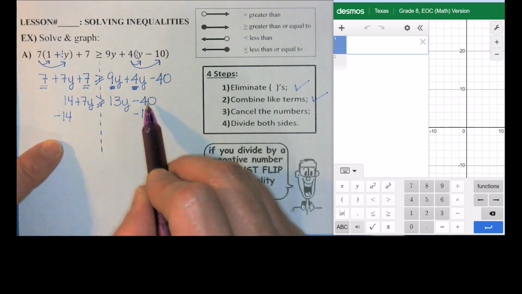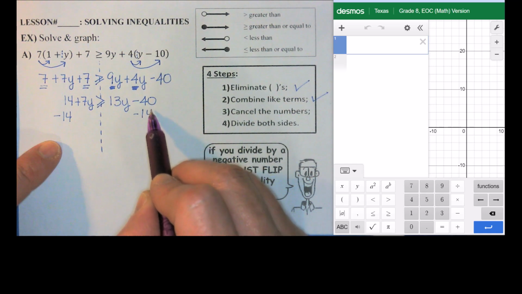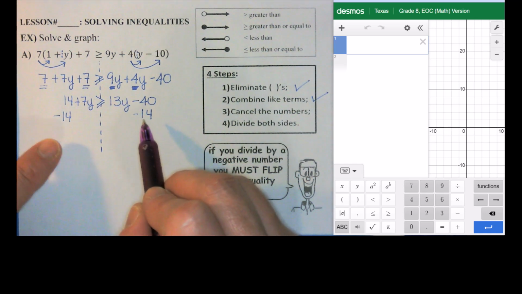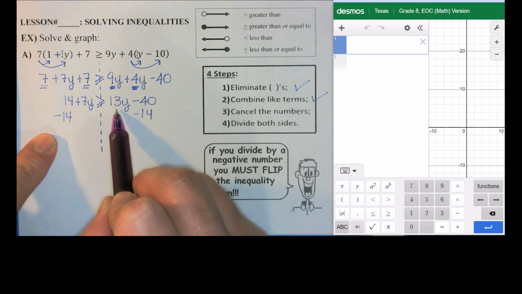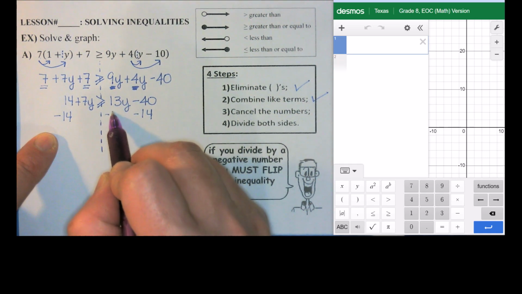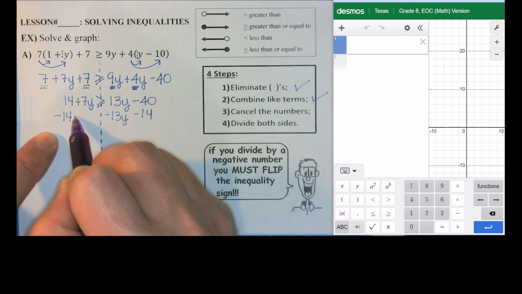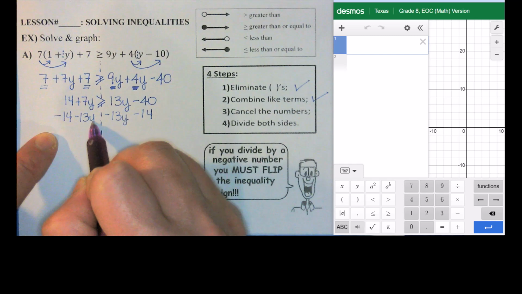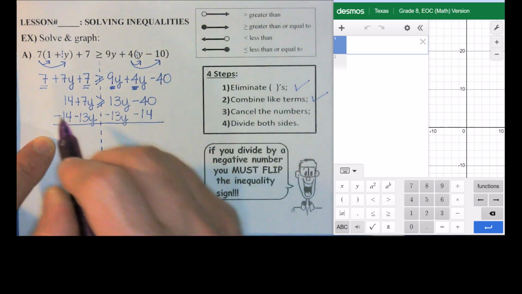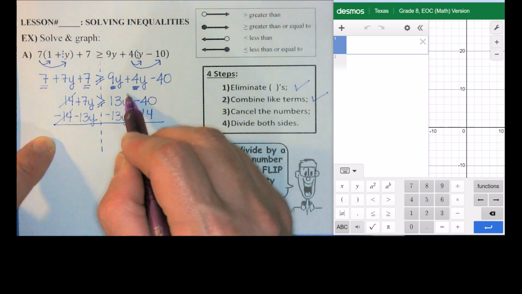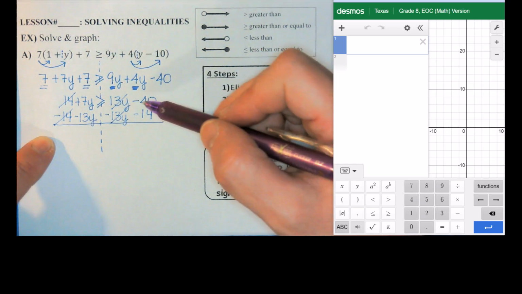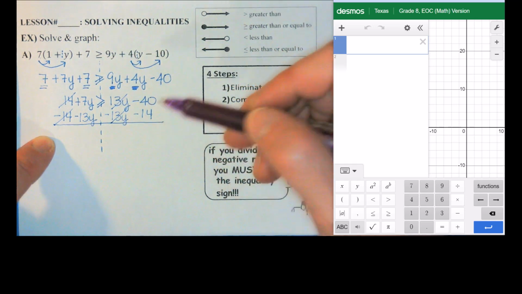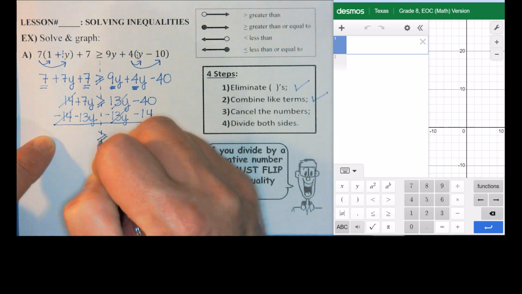Please notice also that I wrote it under the 40 because 40 does not have a letter and 14 also doesn't have a letter. With that, I ask myself, is there anybody else that is in the wrong place? And 13y is in the wrong place. So therefore, let's cancel it by subtracting 13y from both sides. Now I'm ready to cancel. If you notice, 14 cancels, 13y cancels. And notice what I have. I have numbers with letters on this side, numbers with no letters on the other side. And that's exactly what I want to happen.